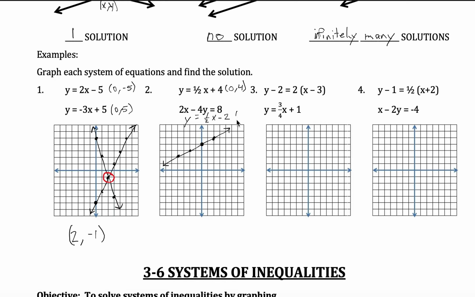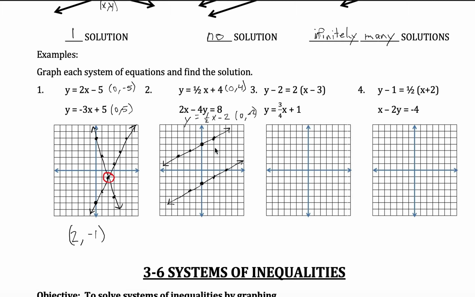Then we can go ahead and graph that. So our y-intercept is going to be 0, -2. So we would go down 2. And then our slope is 1/2. So we go up 1 to the right 2, up 1 to the right 2. We go down 1 to the left 2. We want to connect those points with a straight line.